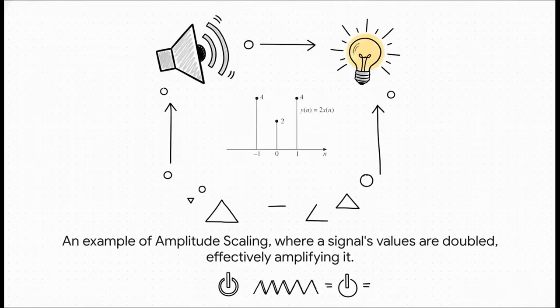And this slide is a perfect example. That little formula, y of n equals 2x of n, it tells you exactly what's happening. It's just saying that every point on the output signal is double the value of the input signal. We're just multiplying by 2. This simple bit of math makes the signal stronger. For audio, that's literally turning up the volume. For an image, it's making it brighter. That is amplification right there in action.